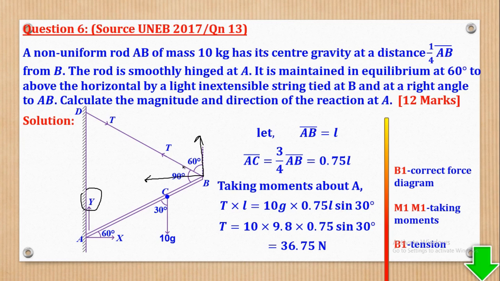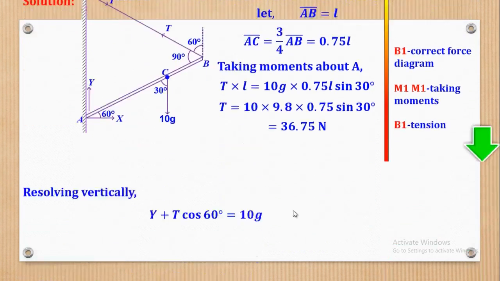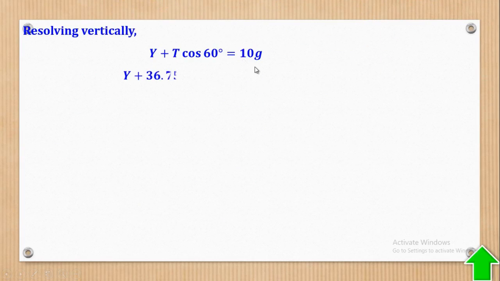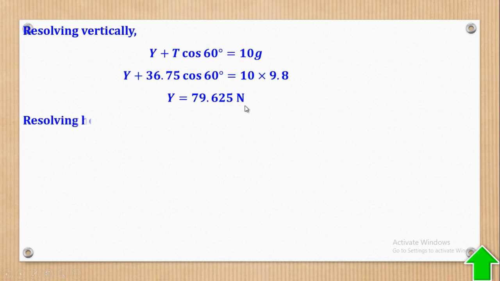The vertical component, because the angle is lying on the vertical, will have cos. Therefore, it will be T cos 60 degrees, and the horizontal will be T sine 60 degrees. Therefore, in the end, when I resolve, I'll have this Y plus T cos 60 degrees equal to 10g. So that is where this segment is coming from. When I substitute for T and for g, I remain with capital Y as the only unknown, and when I make it the subject, it will be 79.625 newtons. That was resolving vertically.